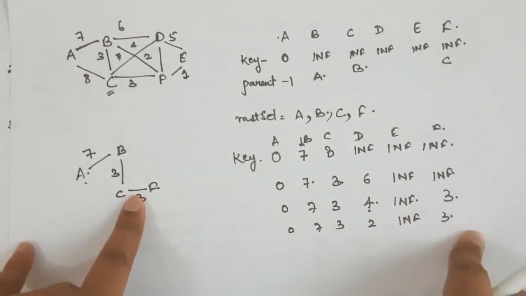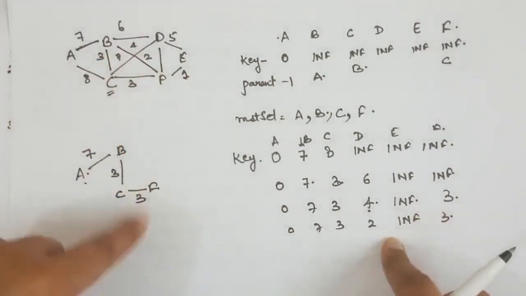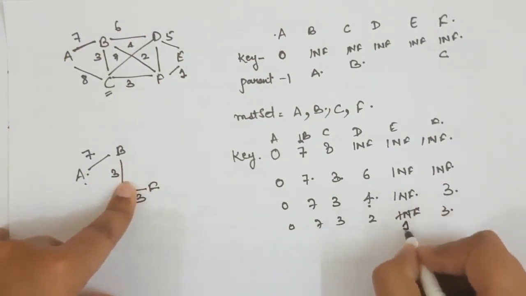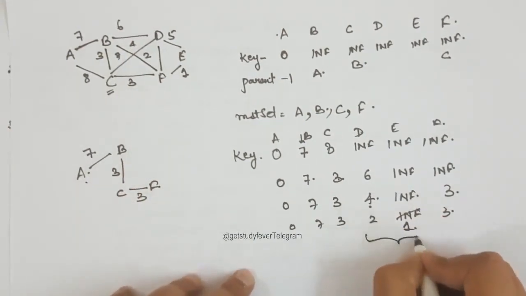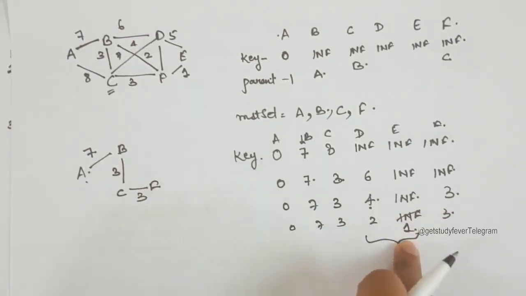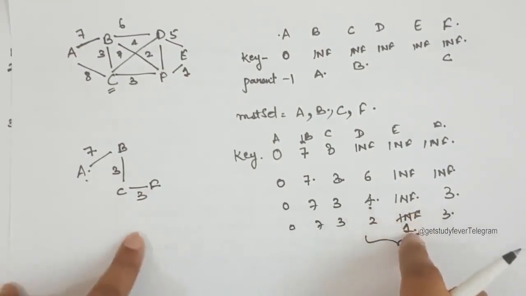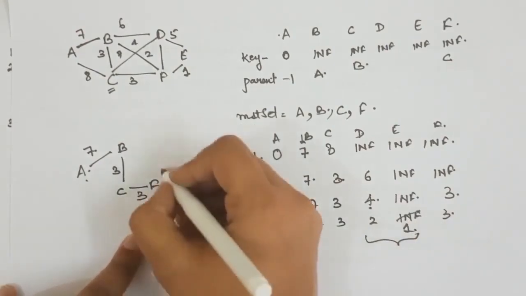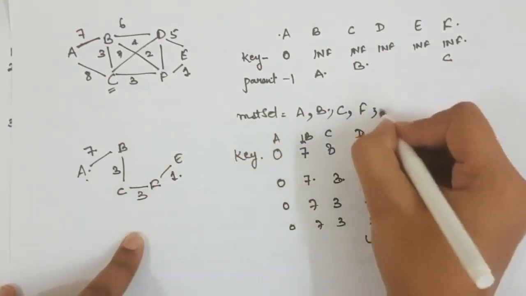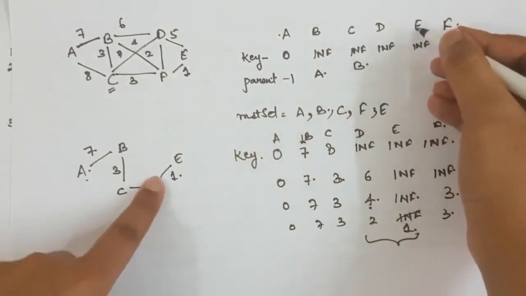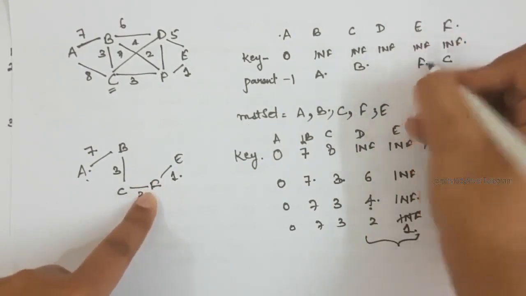Again, I'll choose the minimum value. Okay, so E is also reachable. Sorry, so I'll update E also as 1. So we have just these two vertices that are left, that are not included in the minimum spanning tree. From these two, I will see which is the minimum. One is minimum, so I will update this and I'll put parent of E as F.